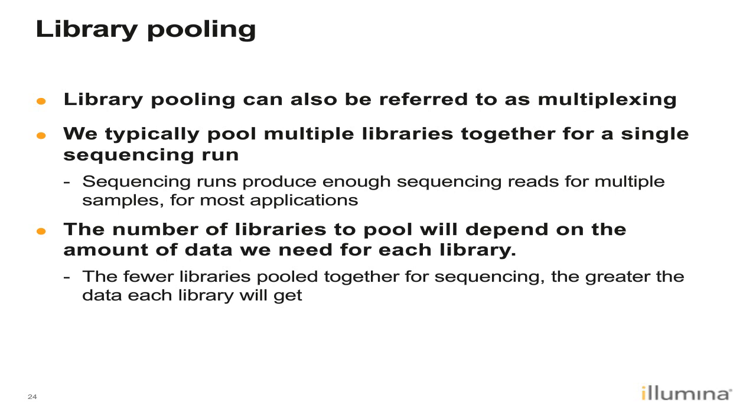The number of libraries we want to pool together for a run will depend on the amount of data we want for each library. The fewer the libraries pooled together, the higher the number of sequencing reads for each library. As an example of this, if we pool 2 libraries together, each will get about 50% of the data from the run. If we pool 50 libraries together, each library will get about 2% of the data from the run.